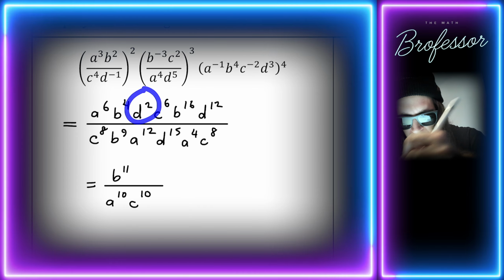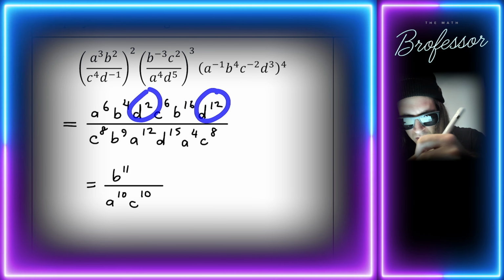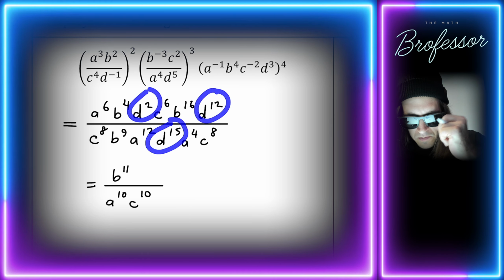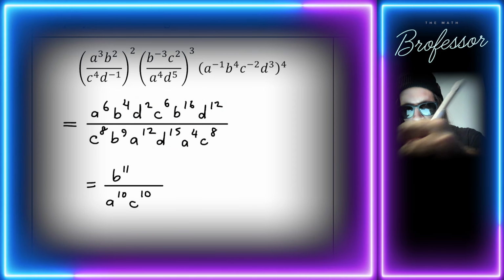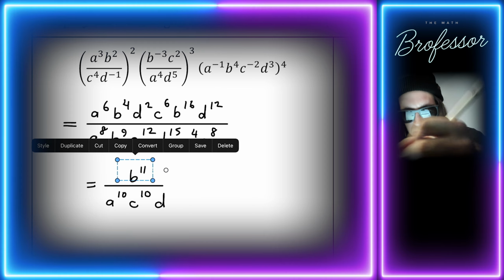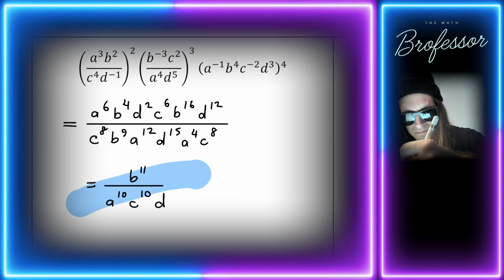And then I'm looking at all my D's. At all of them. Up top we have 2 plus 12, 14, but there's 15 on the bottom, which means a 1 is going to survive on the bottom. Alright, so the B ended up on the top, but the ACD on the bottom.